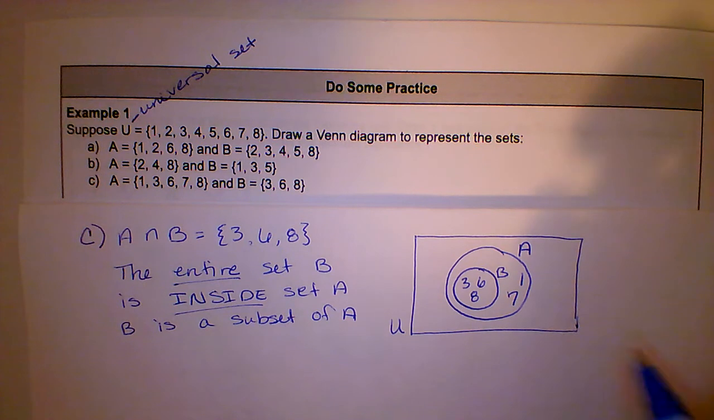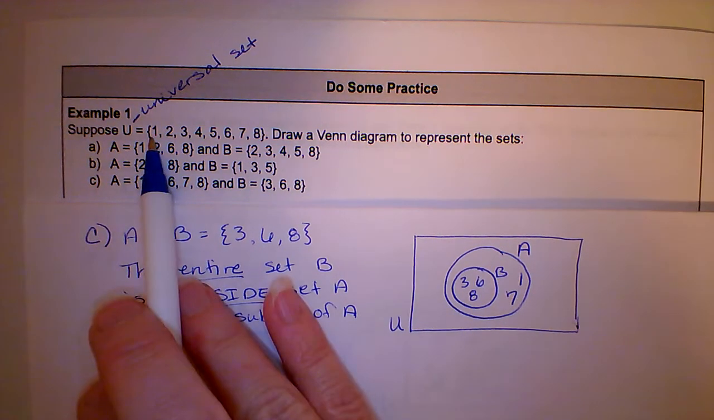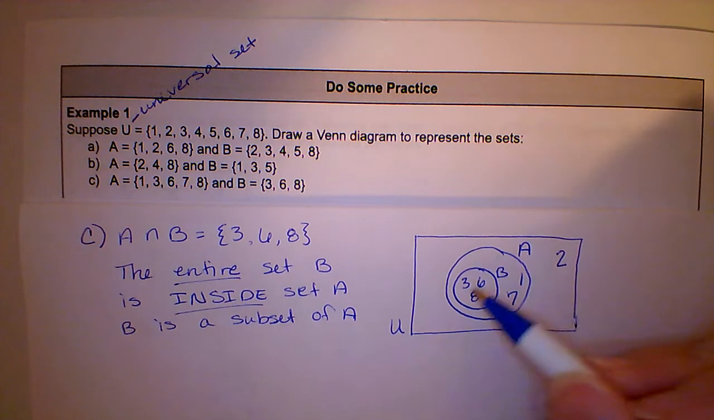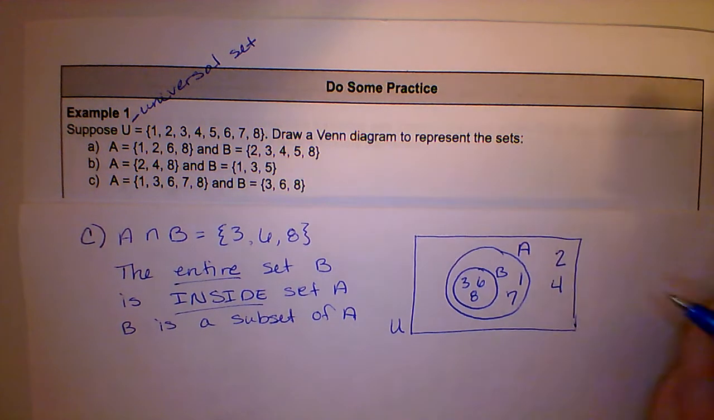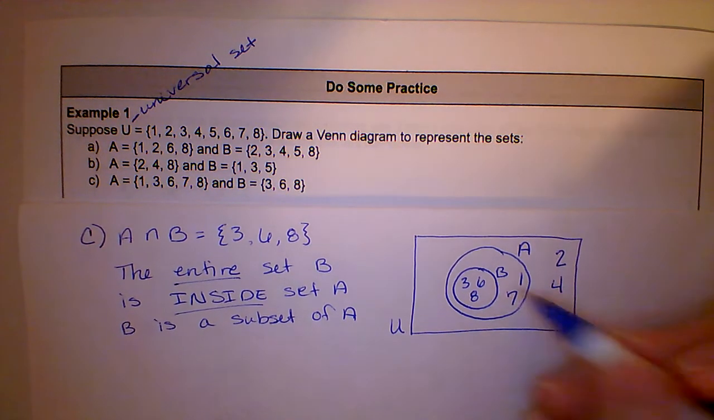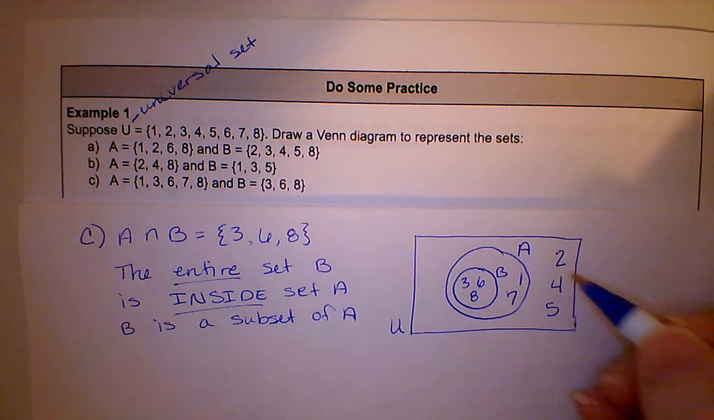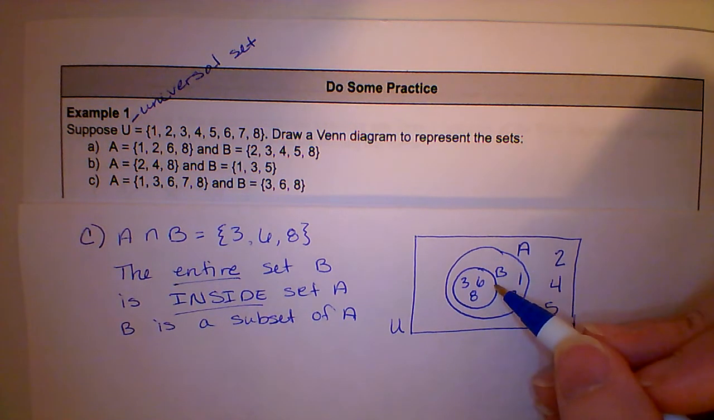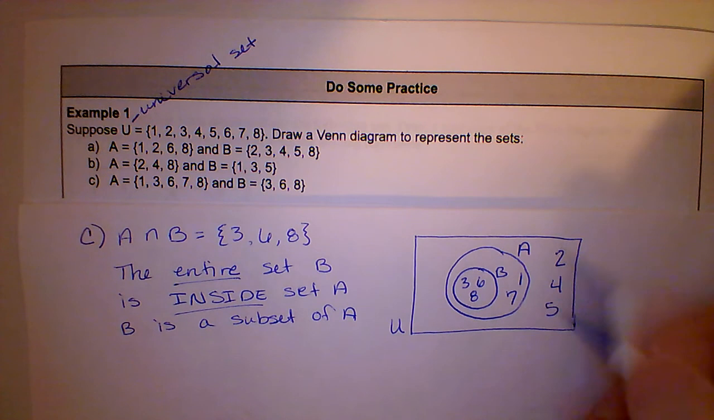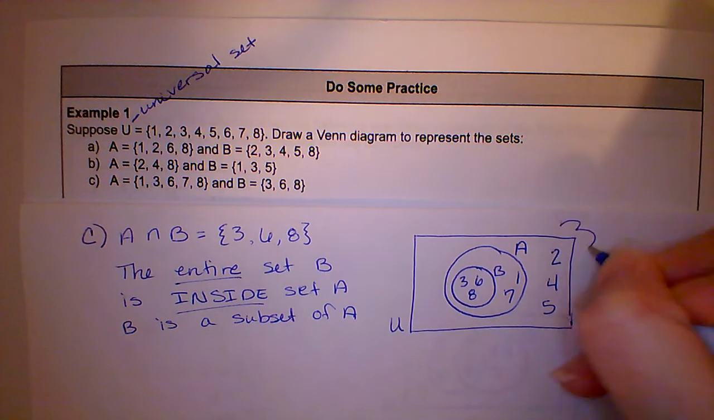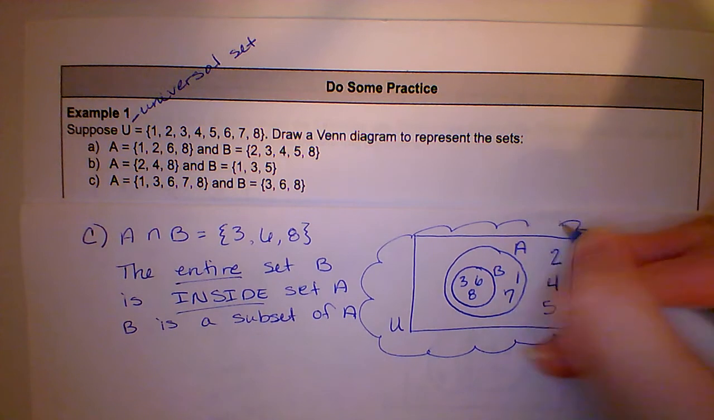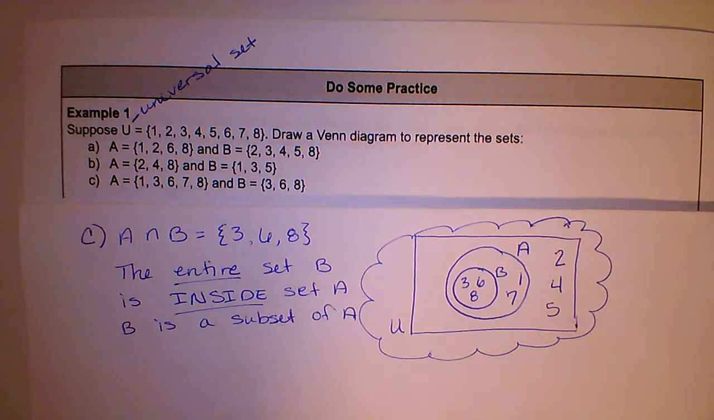And then I just want to check to see if there's any missing numbers, right? I need 1, I've got 1. 2, I need a 2. 3 I've got. 4 I need. 5 I need. 6, 7, and 8. So 2, 4, and 5 are not in set A. They're not in set B, but they're in my universe. So I'm going to put them on the outside. And then this is my answer for part C.